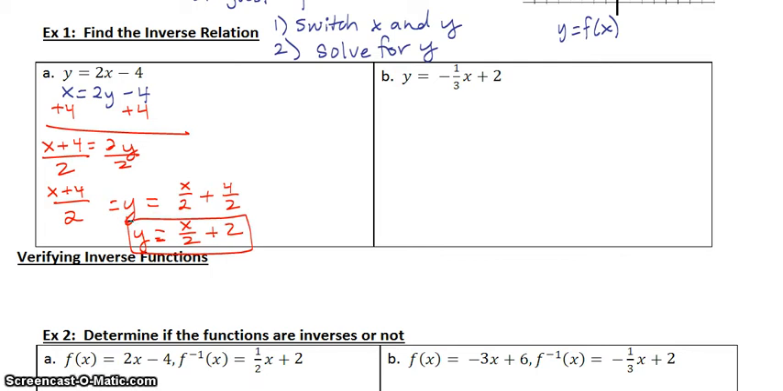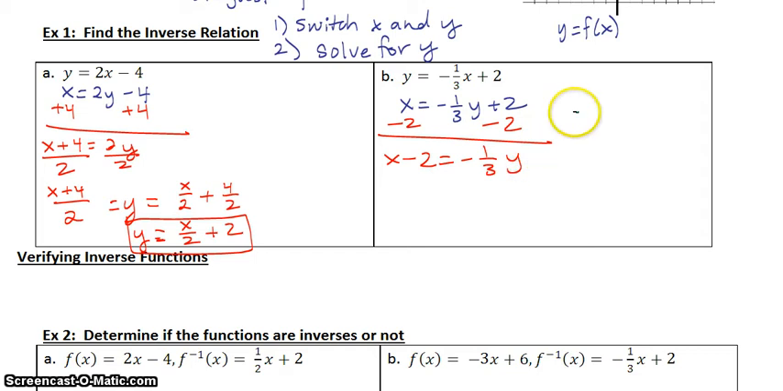Go ahead and pause and try part B. Okay, if you have unpaused it, I'm just going to do this one pretty fast, so make sure you pause the video if you need to go a little slower. That's fine. But I'm doing this fast because I want to check your work.